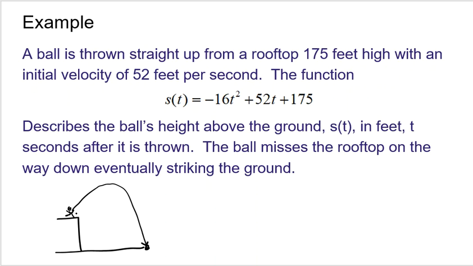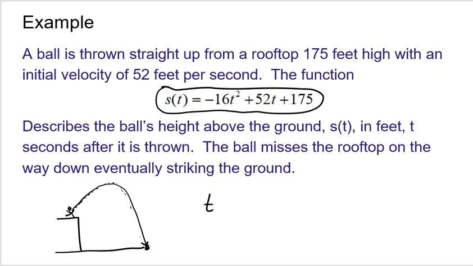But that ball was thrown with an initial thrust of 52 feet per second, and that ball is going to continue to go up, up, up until it reaches its max and comes back down. And this right here is an example of a position equation or position function. This will tell you the height of the ball after t seconds. You plug in t, you will get out the height of the ball from the ground.